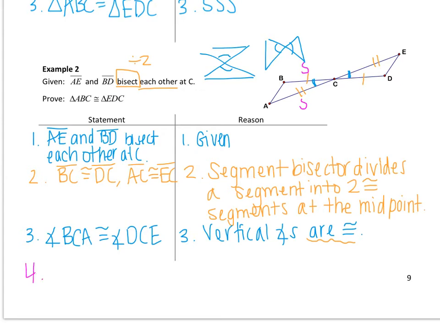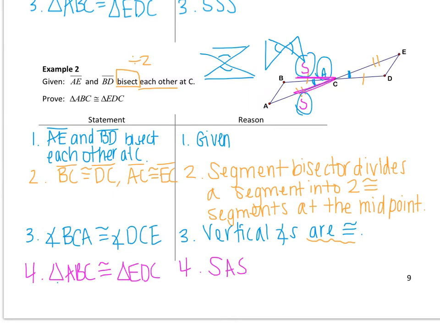Number 4. Now if I mark this set of angles up with an A, I now have 3 parts congruent. So I think I'm able to prove my triangles at this point. Triangle ABC is congruent to triangle EDC. I have 2 sets of sides and 1 angle, and it looks like my angle is touching both of the sides. So it looks like the order of this will be SAS.